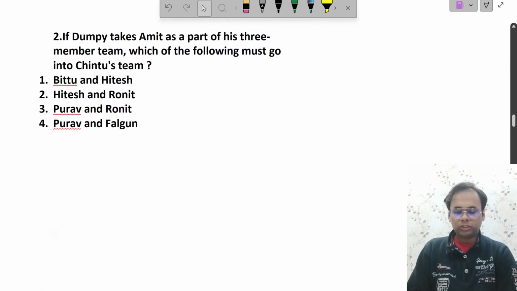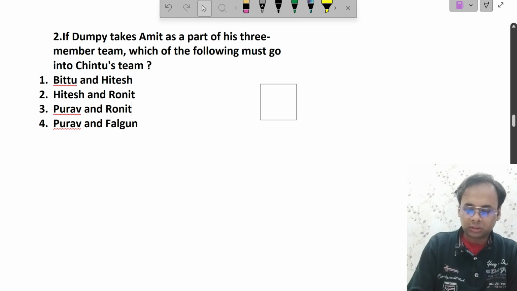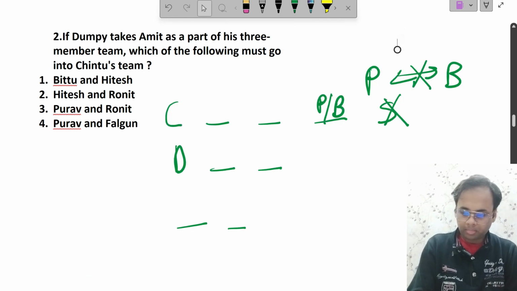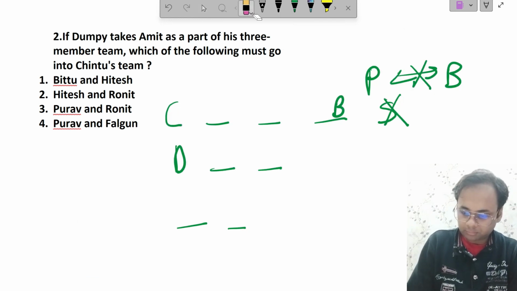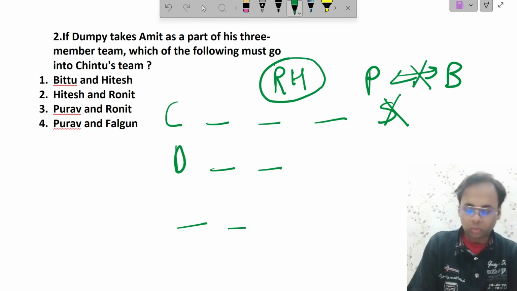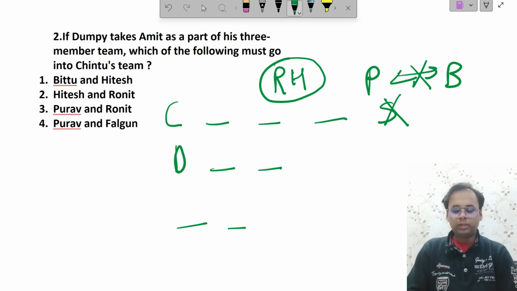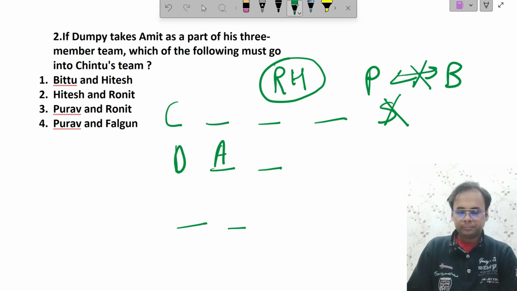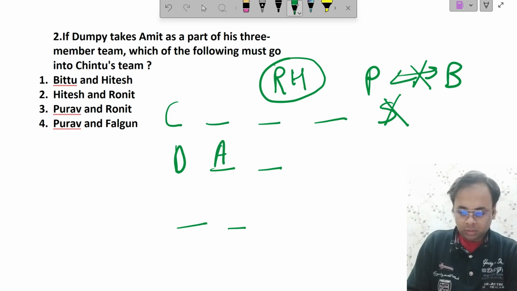Let us see the next question, which is if Dumpy takes Amit. Let me just paste the master equation over here. Okay, so the question is if Dumpy takes Amit as part of his three-member team. So A comes up with D. Okay, then which of the following must go into Chintu's team? Correct. So we have R and H which must go together.